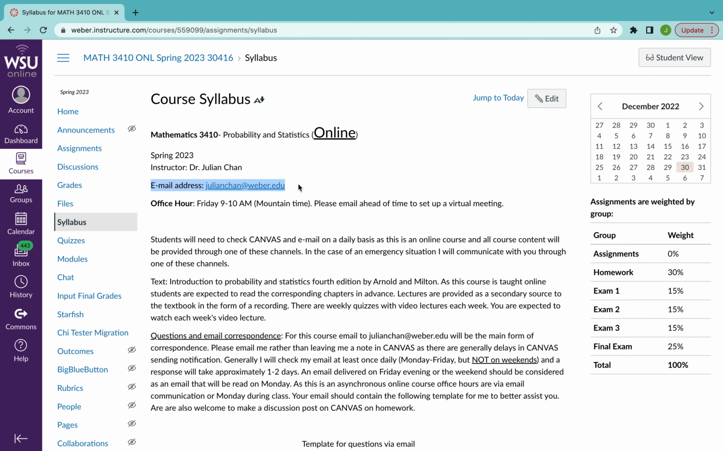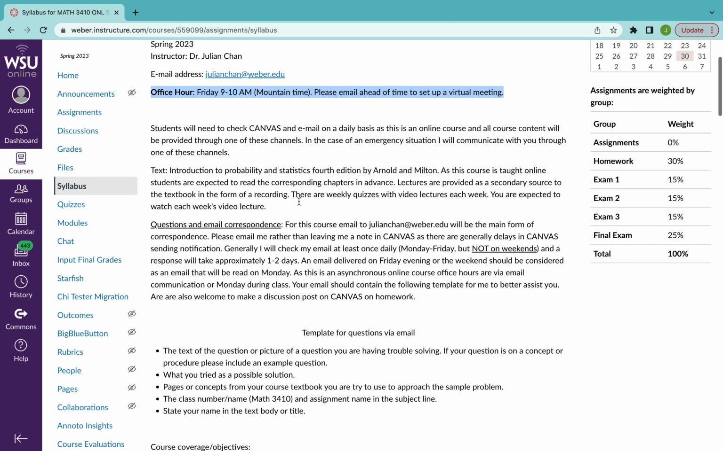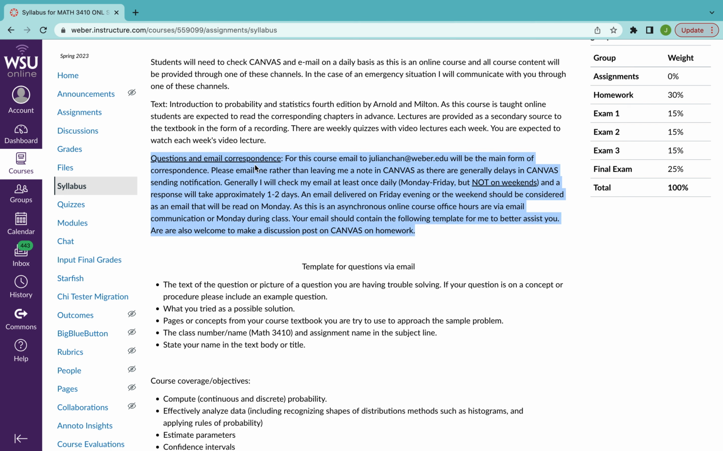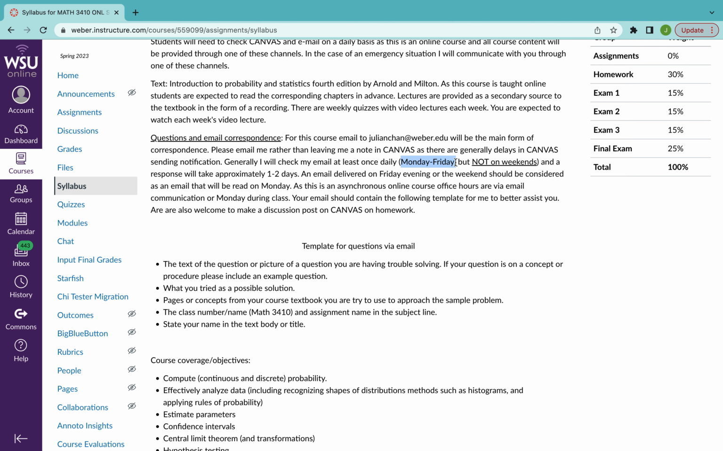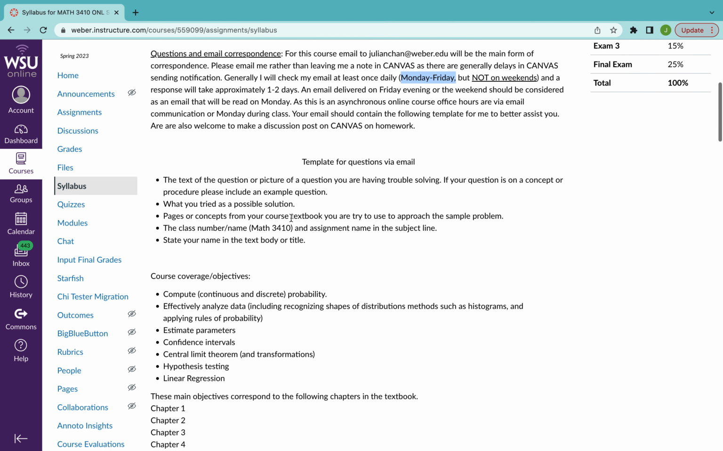Here's my email should you need to contact me. This is my tentative office hour, and I expect a lot of email correspondence. When you correspond with me, keep in mind it can take me up to 48 hours when I'm swamped with emails. My work days are Monday through Friday, not the weekend. So if you send me an email on the weekend or after 5 on Friday, I won't see it until Monday.